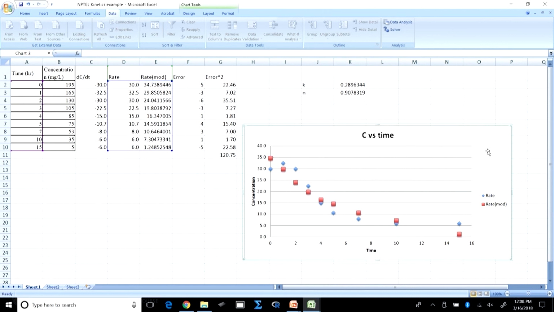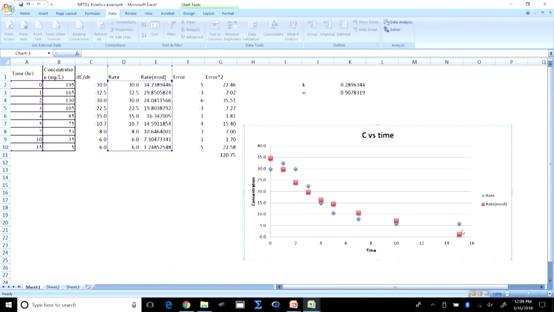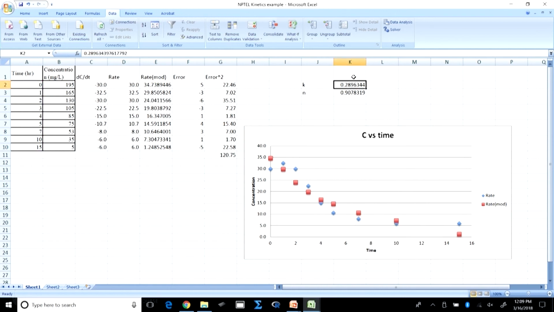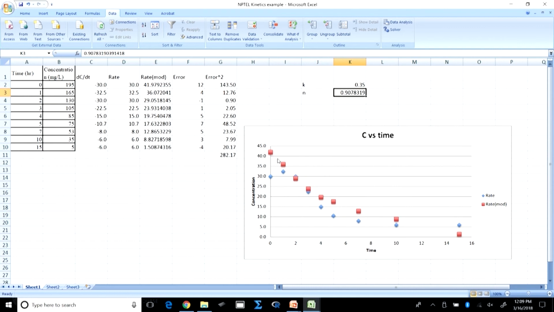Again, as you see now, what is it that Solver helped us do? It helped us come up with a set of constants that would best approximate the experimental data, which is the blue data points. For example, if I change the value of k, let us see how this data changes. Let us go with 0.35. Now you see that the model values are further away from the experimental values. Let us increase k further to 0.5.